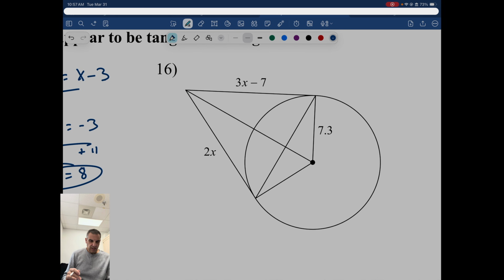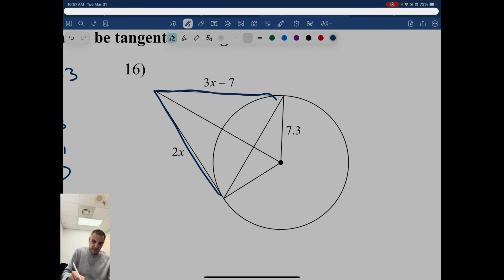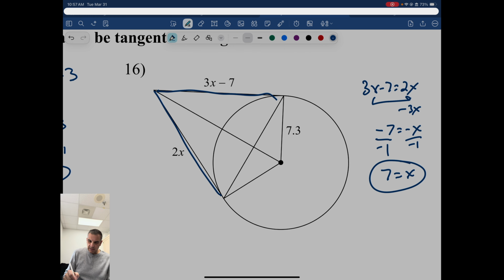Number 16, I've got two tangent lines here and here. I know tangent lines are congruent. So 3x minus 7 is equal to 2x. I'm going to subtract 3x. So negative 7 equals negative x. Divide by negative 1. 7 is equal to x. And that's our solution, and we're done. 4 more.